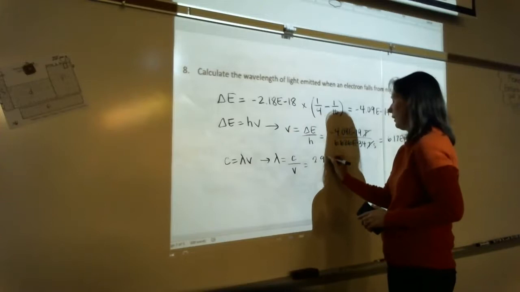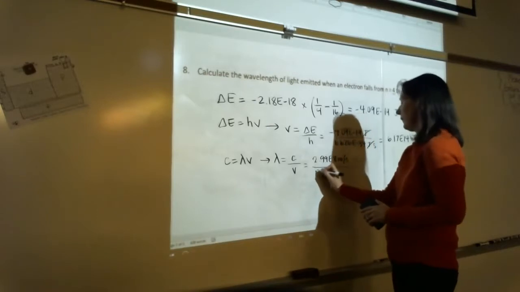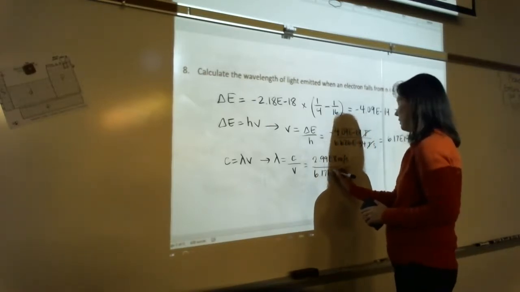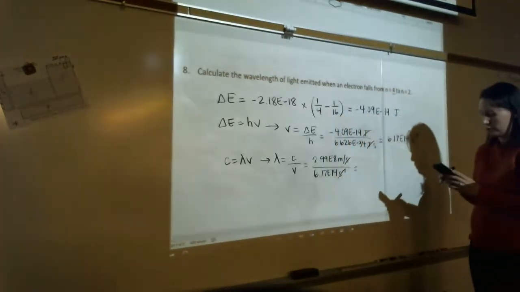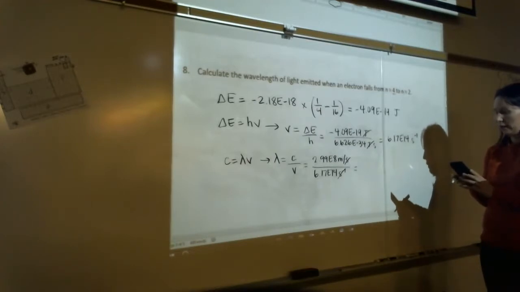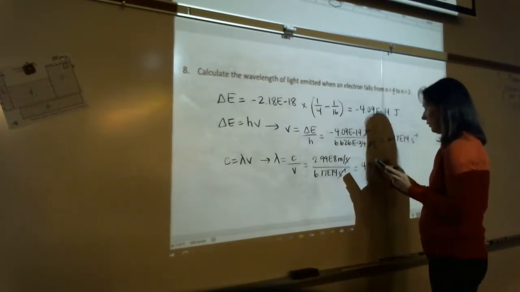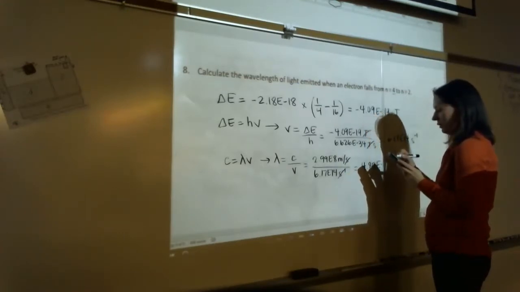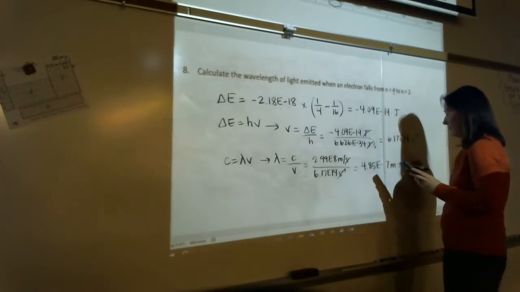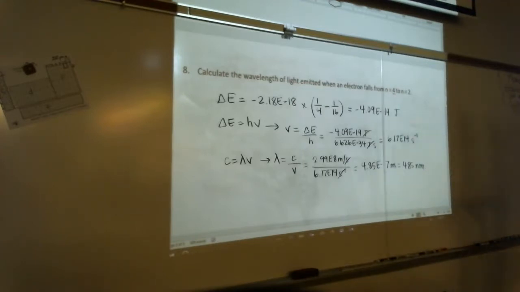So wavelength is just speed of light divided by frequency. So 2.99 times 10 to the 8th meters per second divided by 6.17 times 10 to the 14th seconds inverse. Seconds go away. That's how we are left with units of meters. 2.99 times 10 to the 8th divided by 6.17 times 10 to the 14th gives me 4.85 times 10 to the negative 7 meters, which will be 485 nanometers. Do we agree on how to do this?